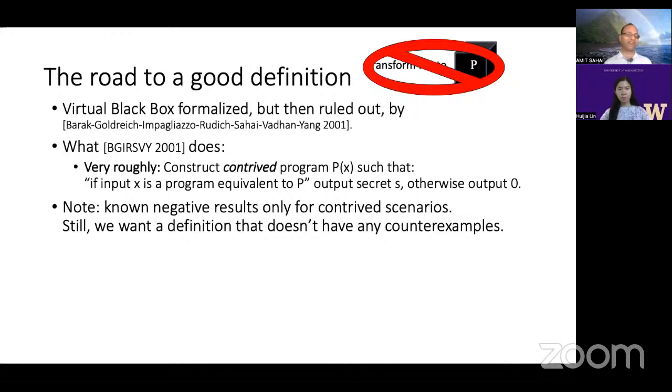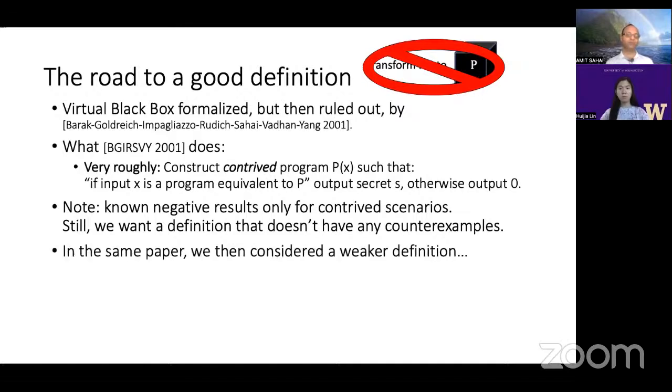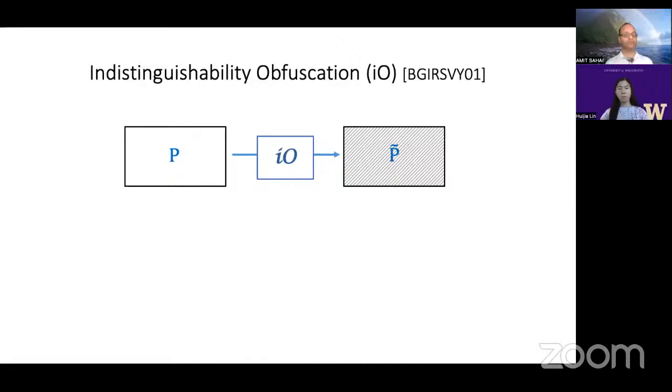And even though it's a contrived scenario, and in fact, we only have negative results for such contrived scenarios, this definition has a counterexample. And we don't want to build our theory of mathematical obfuscation on a definition that has counterexamples. So we want a definition that can be sort of more pristine in terms of its applicability. In the same paper, we did consider a weaker definition, which will be the main definition that we will be talking to you about today. And that definition is called indistinguishability obfuscation. So let me zoom in a little bit more and give you a few more details of what exactly this object is, this IO object, okay?